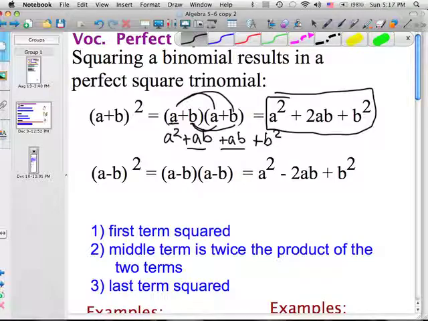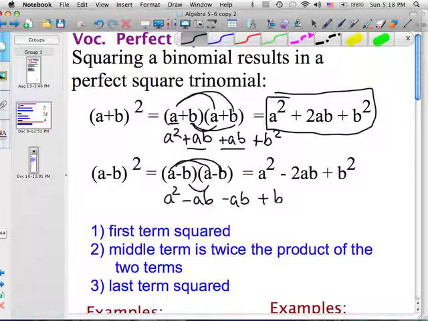It also works with a minus b, so first term squared is a squared. Outer term is negative ab, inner term negative ab. The two middle terms are the same, so I get negative 2ab. And the last term is plus b squared, negative b times negative b.